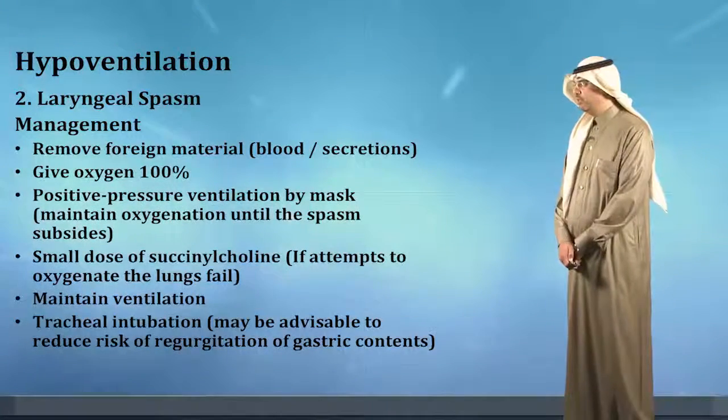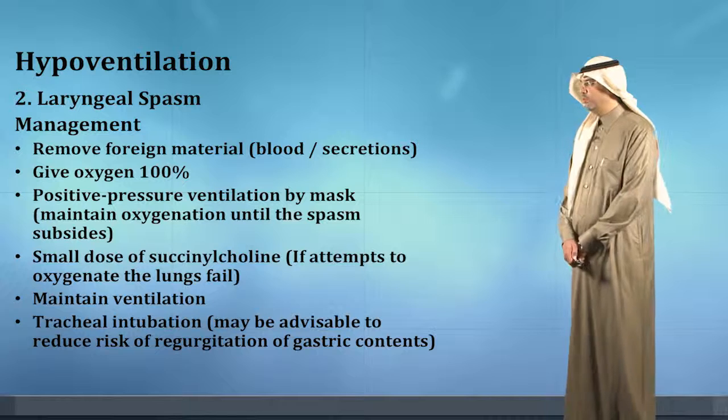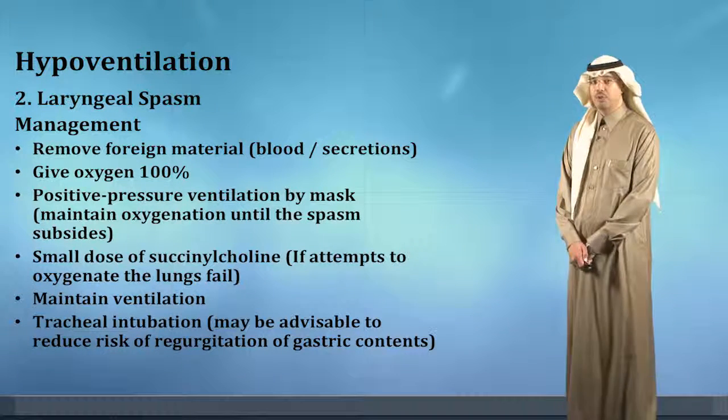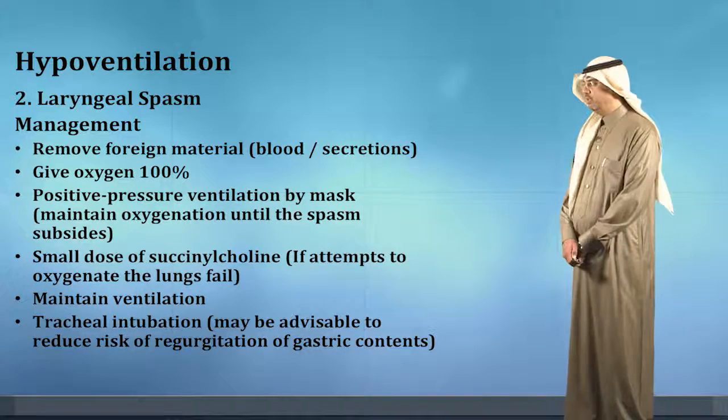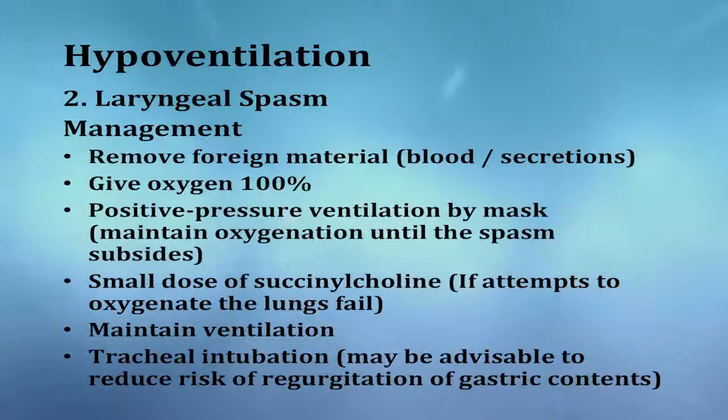How do we manage it? First of all, we need to remove any foreign material, such as blood or secretions. Give oxygen at 100% rate. Start positive pressure ventilation by mask to maintain oxygenation until the spasm subsides. We might utilize small doses of succinylcholine if attempts to oxygenate the lung fail. We need to maintain ventilation, and if all these measures fail, a tracheal intubation may be advisable.